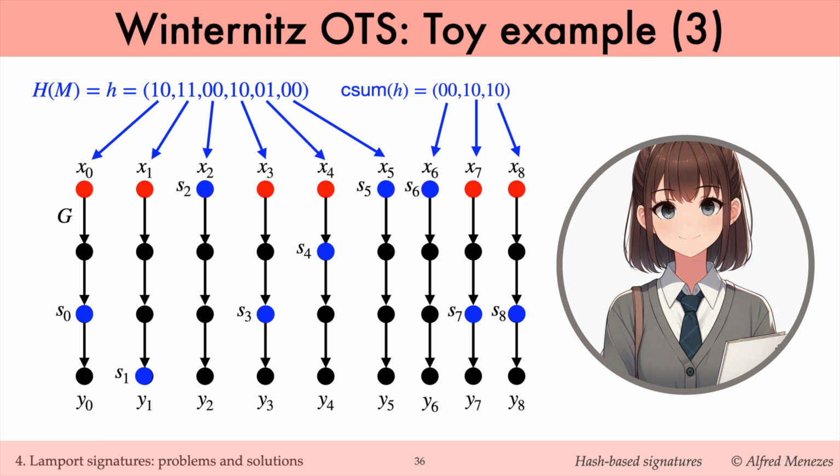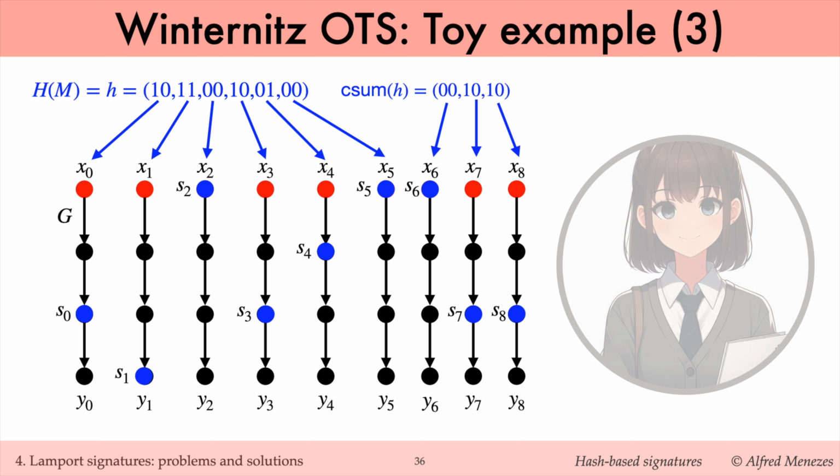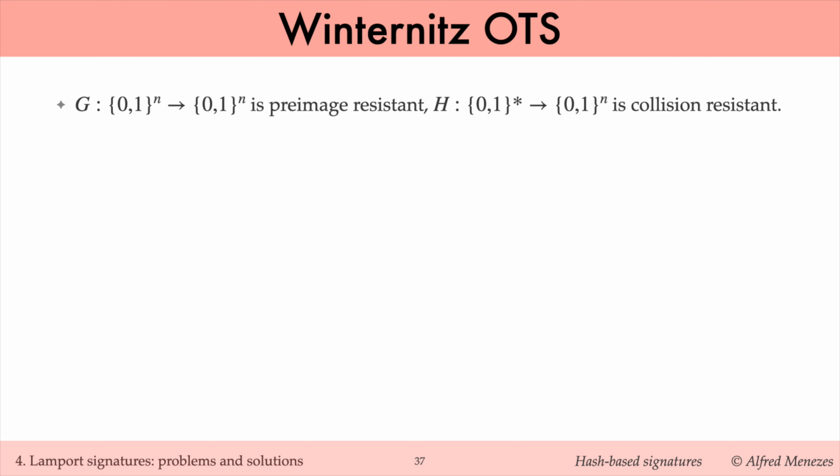This argument shows that the Winternitz OTS is a secure one-time signature scheme, assuming that H is collision resistant and G is pre-image resistant. In the next slide, we'll provide a complete description of the Winternitz one-time signature scheme. G is pre-image resistant and H is collision resistant.